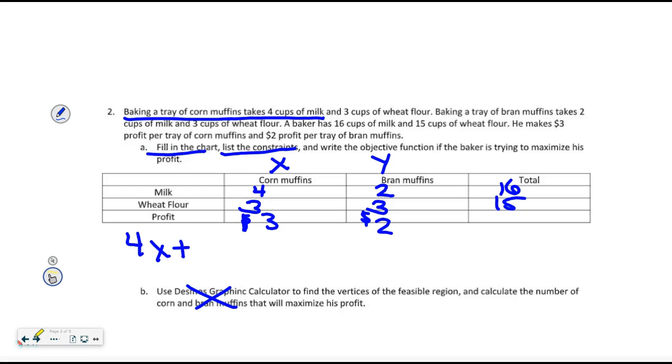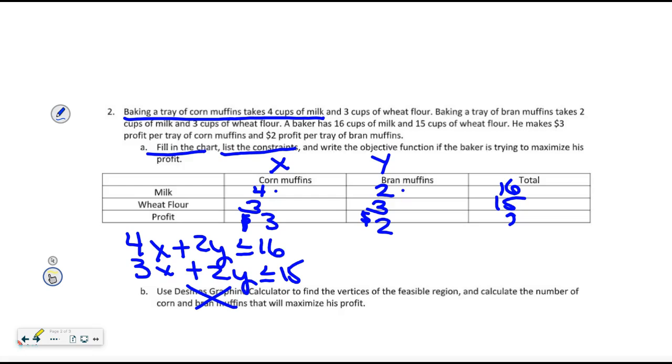4x plus 2y is all my milk, right? Milk for corn, milk for bran, but I only have 16 cups of milk at my disposal. So you'll say I have to be under 16. You read it across and you stay under this for these types. Okay? That's all you have. I only have 15 cups of wheat flour. Well, corn muffins take 3 cups, bran muffins take 2 cups. And I only have 15 to use. I don't have to use all of it, but I certainly can't use any more because that's all I have.